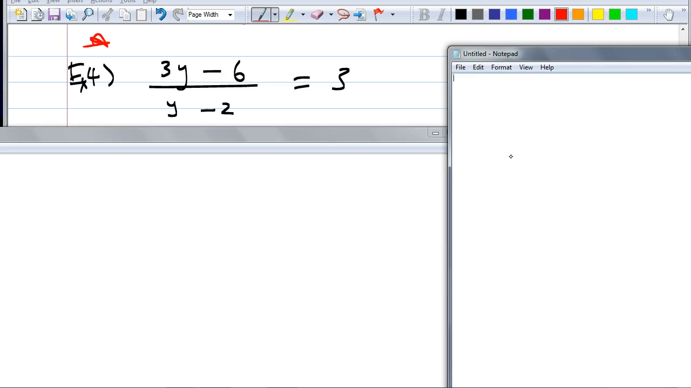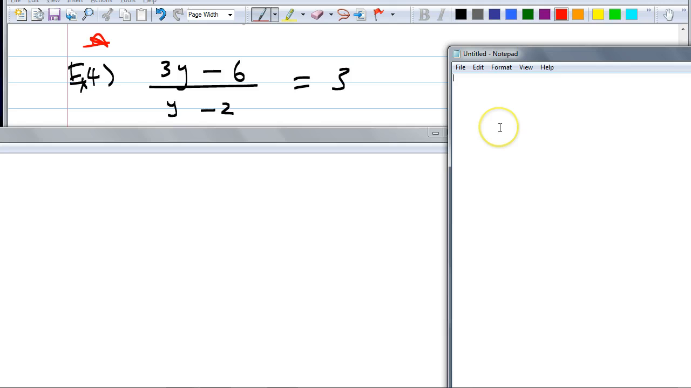Okay, here's example 4. This one is an interesting one. This will be our last one. Take a look at this. You get 3y minus 6 over y minus 2 equals 3. We're going to multiply both sides by the LCD here, which is y minus 2, correct? Because 3 is really 3 over 1. It's got a denominator of 1. So we're going to multiply both sides by y minus 2.